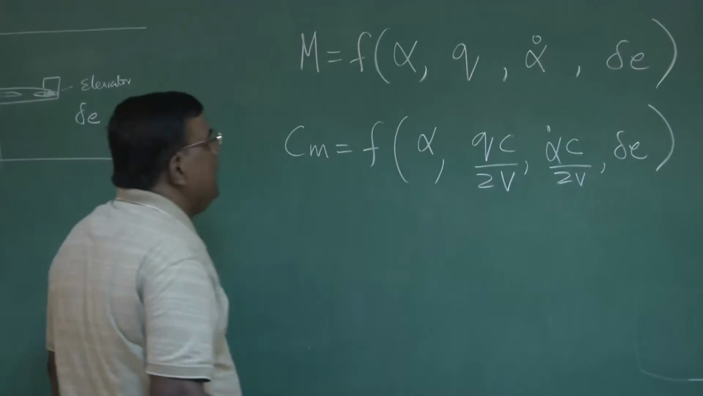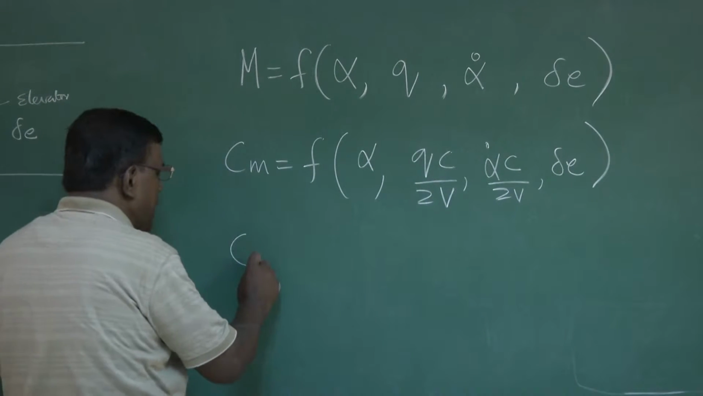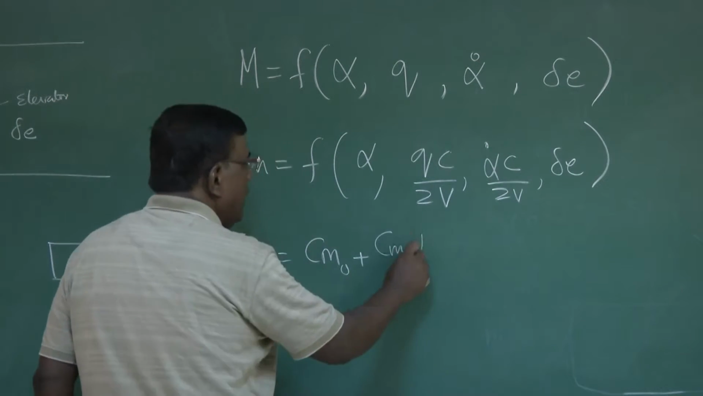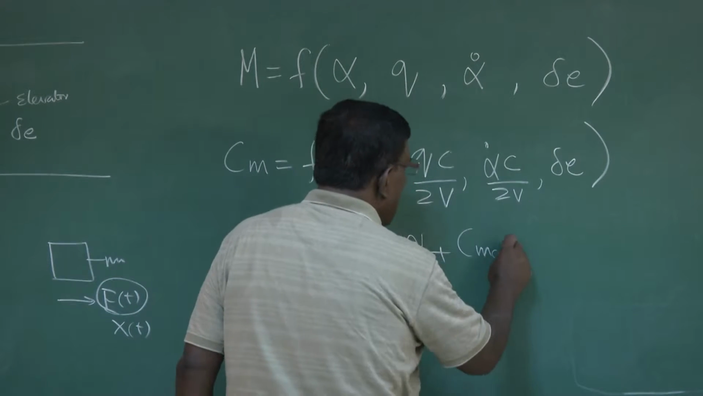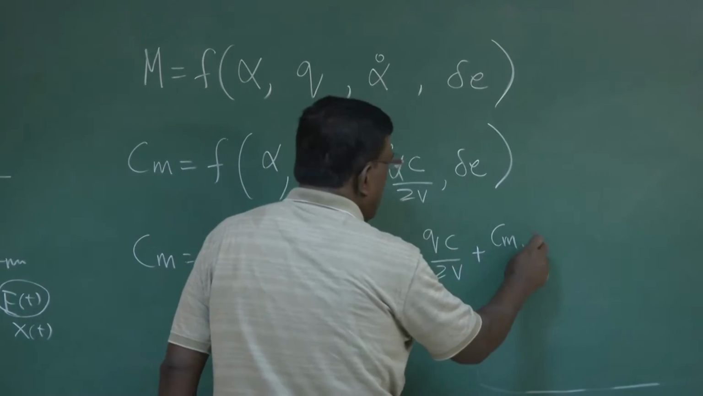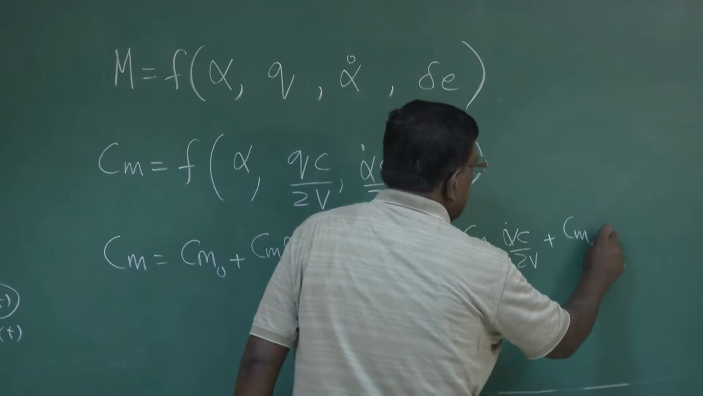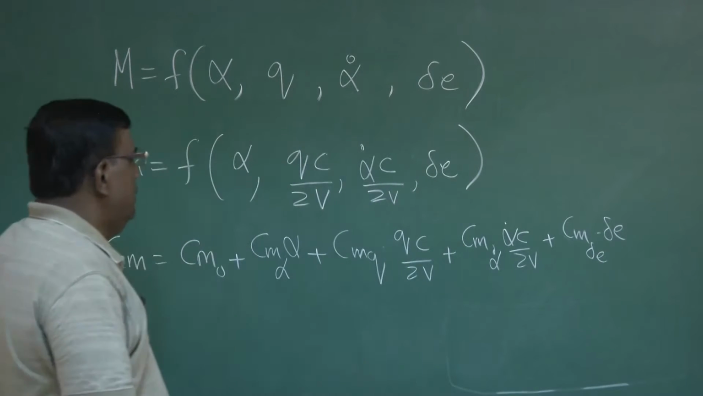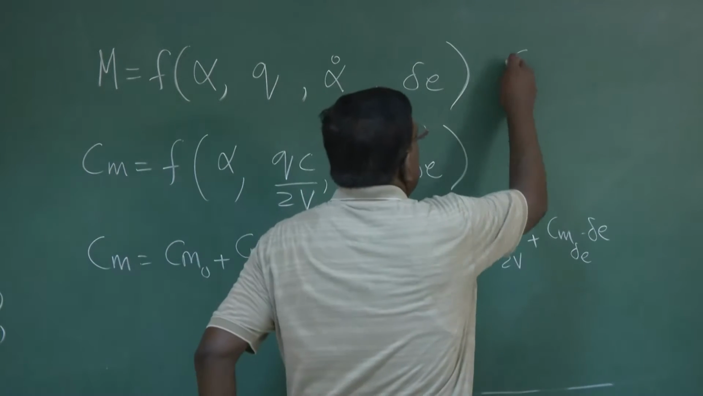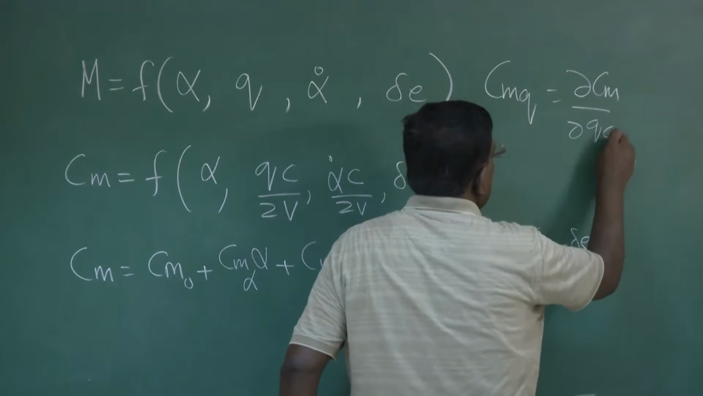If this is the form, then using a Taylor series and assuming linear aerodynamics, I can expand Cm as Cm naught plus Cm alpha into alpha plus Cmq into qc by 2V plus Cm alpha dot into alpha dot c by 2V plus Cm delta E into delta E. What is Cm alpha? This is dCm by d alpha. What is Cmq? Cmq was dCm by d(qc by 2V).